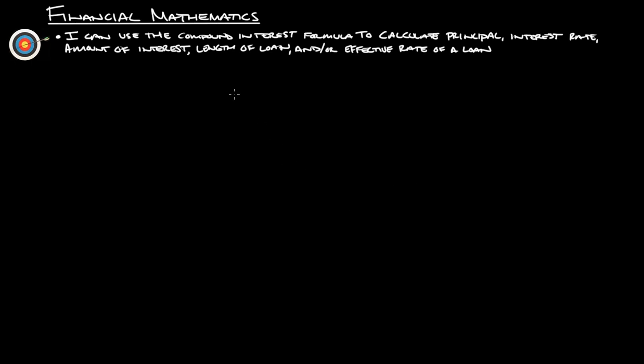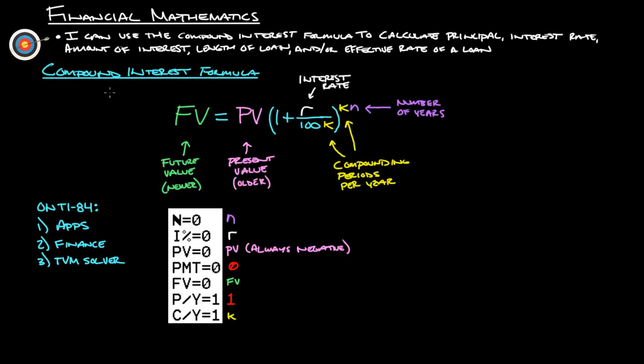I'm going to take you through the notes on financial mathematics with a graphing calculator. We're going to use the TI-84 for all this. So with a TI-84, you should, at the end of this, be able to say, I can use the compound interest formula to calculate principal, interest rate, amount of interest, length of loan, and/or effective rate of a loan. Okay? So, if you will remember, here's our compound interest formula.